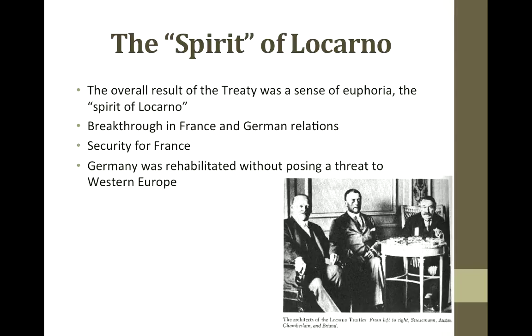Now, what does this whole idea of the spirit of Locarno mean? This was this overall sense of euphoria that was known as the spirit of Locarno. All right. This Locarno agreement was seen as a breakthrough in French and German relations and the security of France. So France didn't feel threatened by Germany anymore because of this whole agreement, and so many people were happy that the western border was protected, and Germany sort of was rehabilitated in a sense without posing a severe threat to Western Europe.